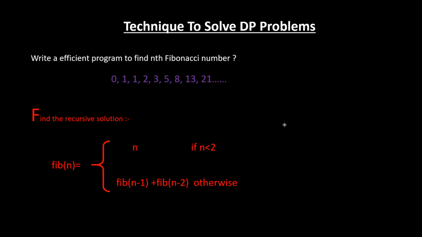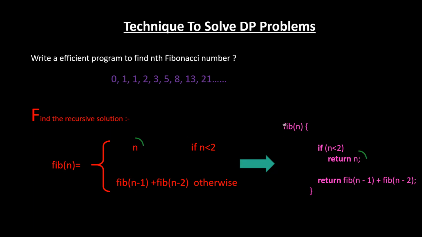Now the same thing you have to translate into your code, which will look something like this. Whatever I just said and whatever we wrote in the mathematical formula, the same thing I have written over there. If n is less than 2, return n. Else, instead of otherwise, here we are using else, return fib of n minus 1 plus fib of n minus 2. Right? The first step is this: find the recurrent solution or the recursive mathematical formula and then translate it into code. Once you are able to achieve this, then we'll move to the next one.